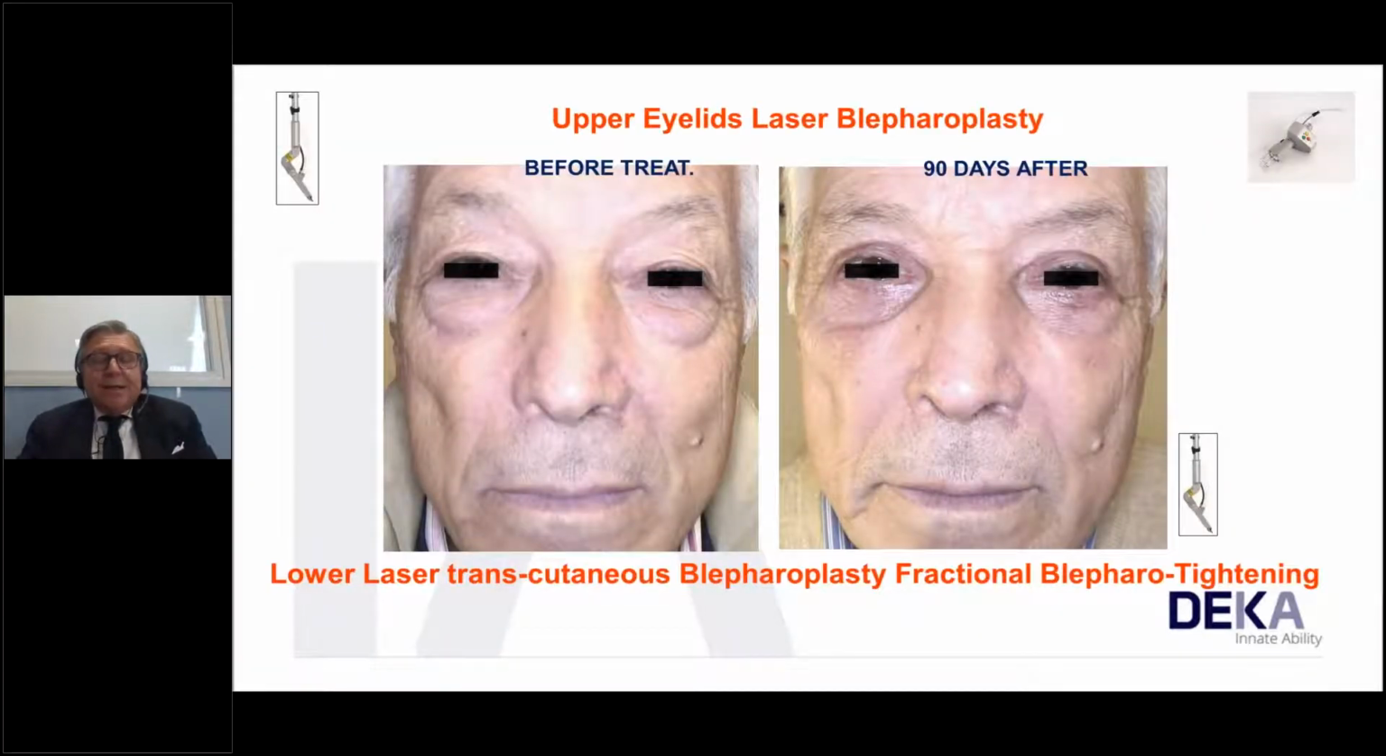This is another case where we combine different handpieces. It is the advantage of the platform. So we can move from one handpiece to the other: from the freehand handpiece 1.5 inch for cutting, to the 7 freehand handpiece for vaporizing some lesions that are present in the eyelid, to the scanner for the fractionated treatment of the eyelids. So in the upper eyelids, we have a laser blepharoplasty for the incision, and then we have lower transcutaneous blepharoplasty, followed by fractional blepharotightening with the scanner.